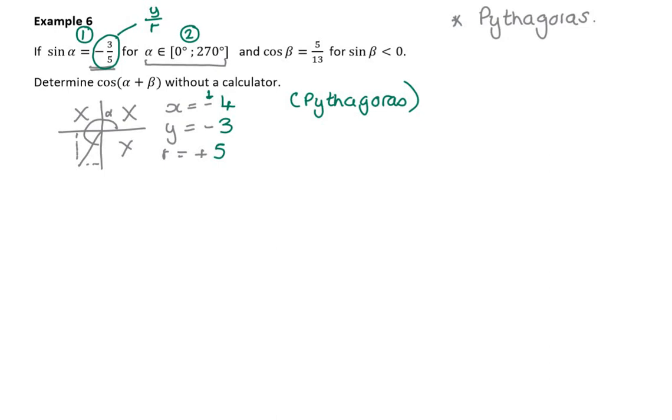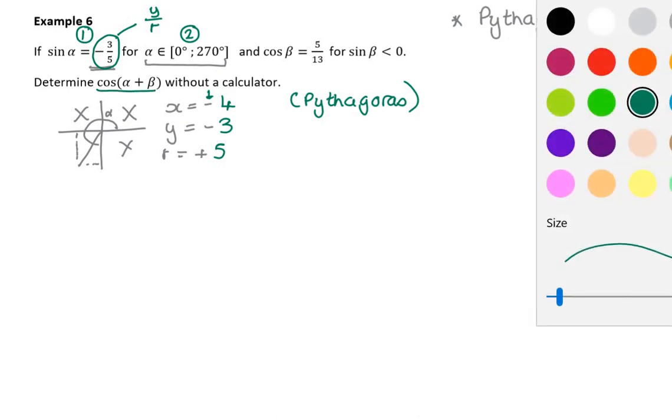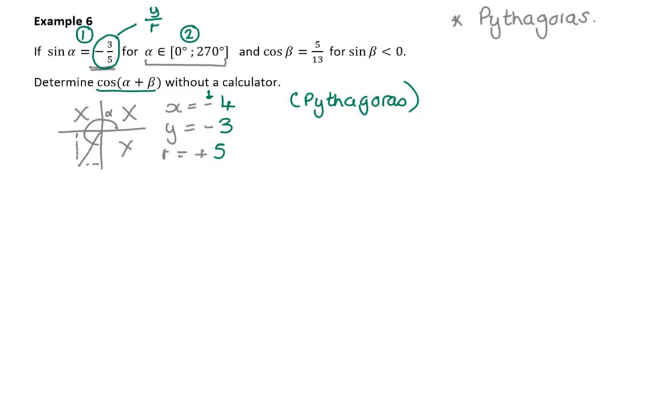Now that I know x, y, and r, you can do anything in terms of alpha. You can do sine of alpha, cos of alpha, tan of alpha. Now this question asks for cos of alpha plus beta. So now I need to go do exactly the same process, but with beta. So let's look at what I know about beta.